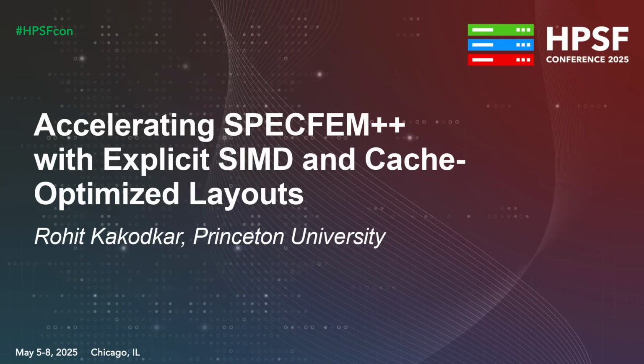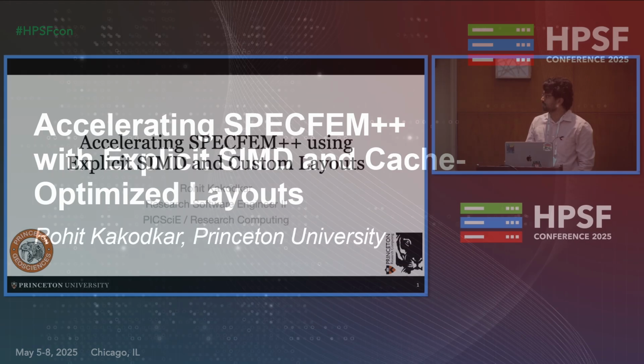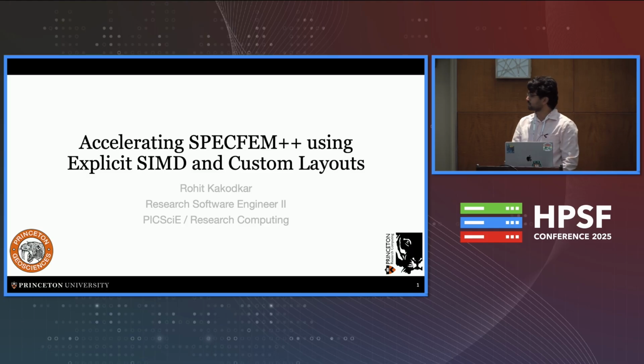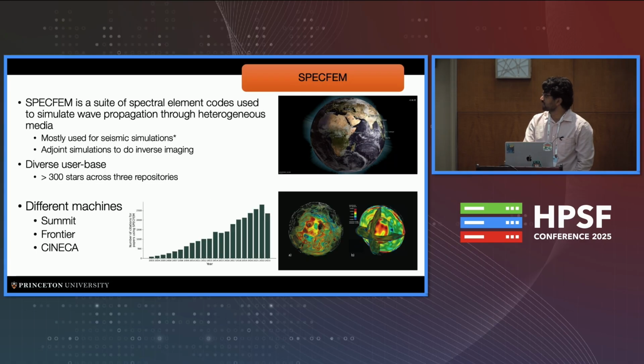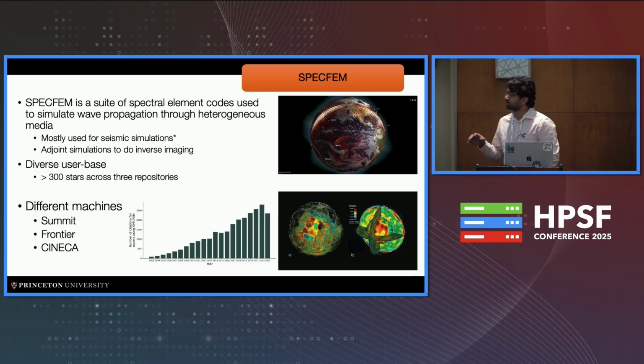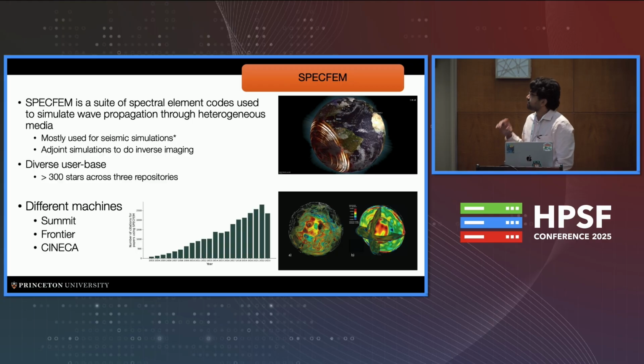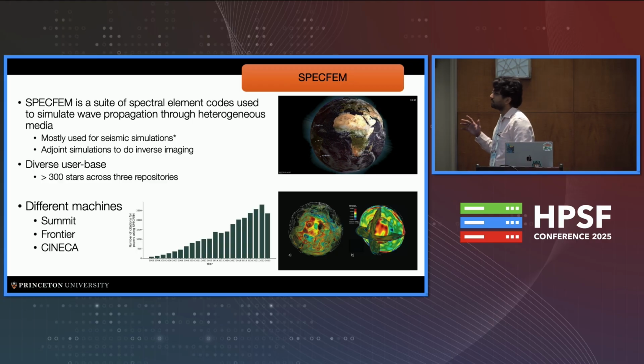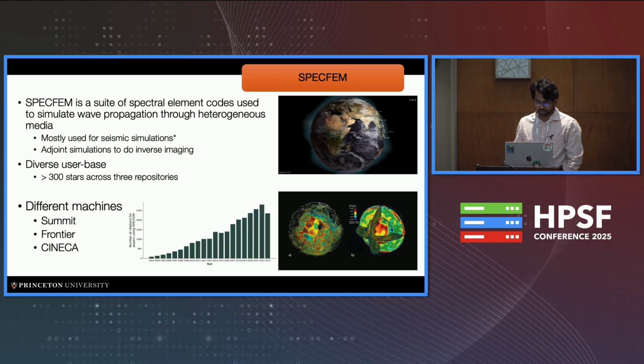So today I'll present on our work on accelerating SPECFEM++ with explicit SIMD, that is Kokkos SIMD, and using custom layouts. Before I go into that, let me give a brief introduction to SPECFEM++ itself. SPECFEM++ is a spectral element code for simulating wave propagation through heterogeneous media. Essentially, we use it for seismic simulations, but some people use it for other things.